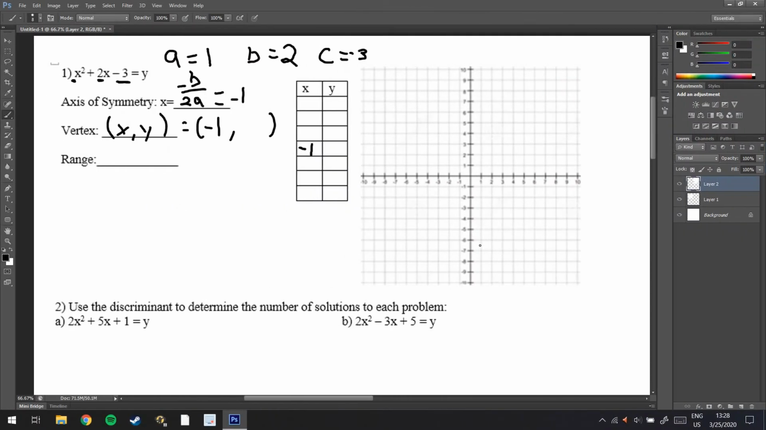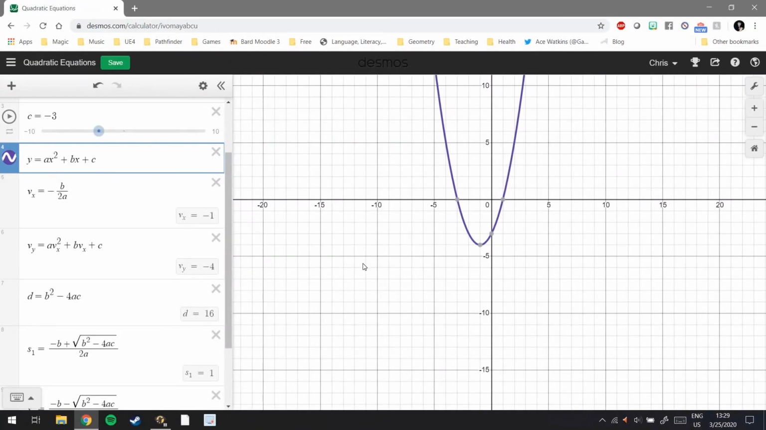I can go plug that in. And this is also -4 here. I'm going to go graph -1, -4. Now, this part might be a little bit harder. But let's look. If I go over to 0, I've got -3. If I get -2, I have -3. So these points are symmetric. If I then go over to 1, at 1 I'm at 0, and at -3 I'm at 0.